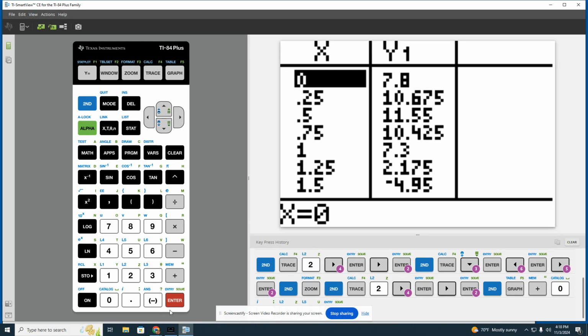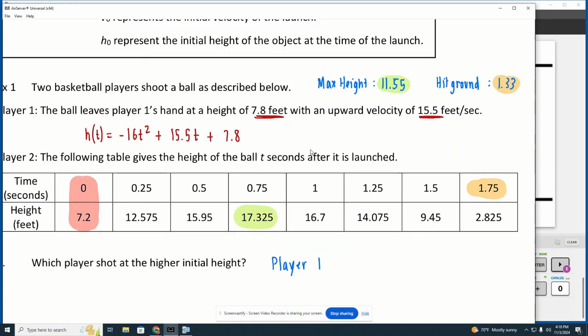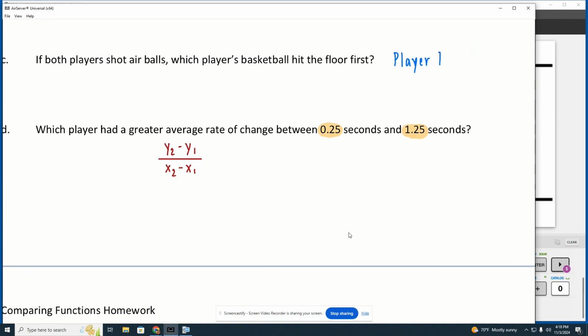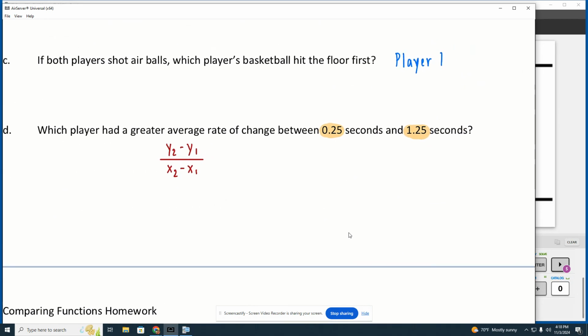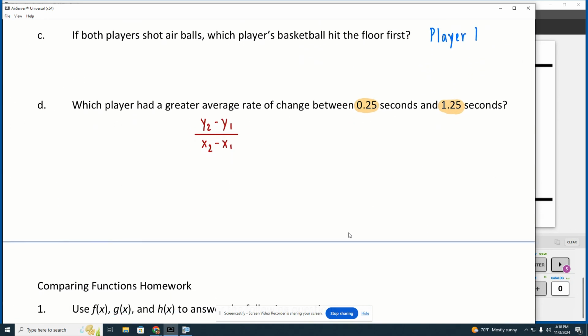So if I go back to my paper real quick, it says they want me to check the rate of change from 0.25 to 1.25. So let's do player 1. And I'm going to do 2 ordered pairs, y'all. I'm going to do one with the x value of 0.25, and I'm going to do one at the value 1.25.